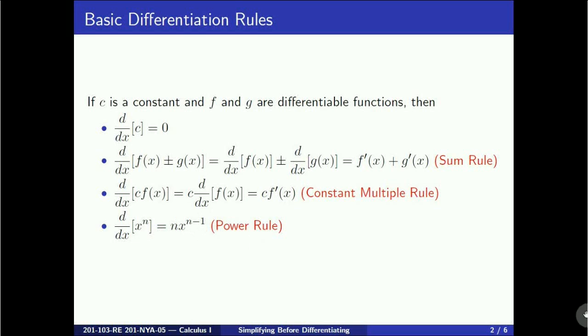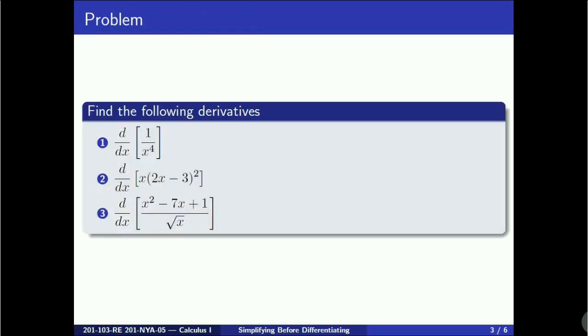Putting all these rules together allows us to differentiate sums or differences of constant multiples of powers of x. In particular, we can differentiate all polynomials, but we can also differentiate expressions that have negative or even fractional powers of x. Here are three derivatives that we are asked to find using the previous rules. For all of these functions, the first step will be to write them as a sum or difference of constant multiples of powers of x.